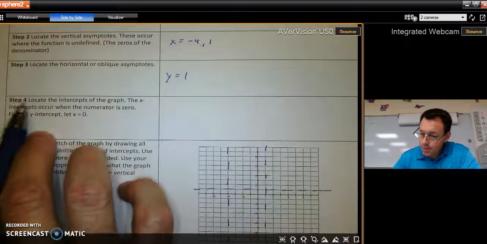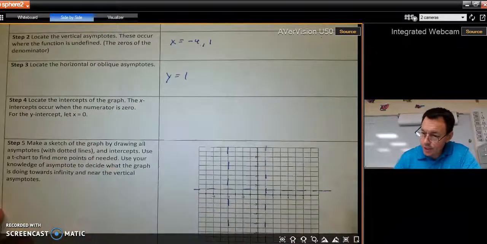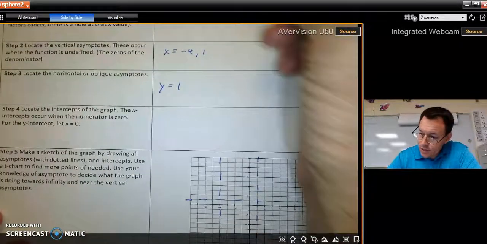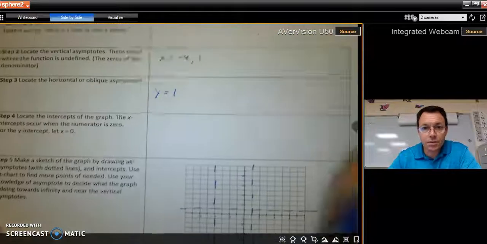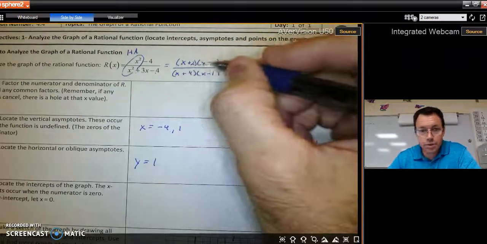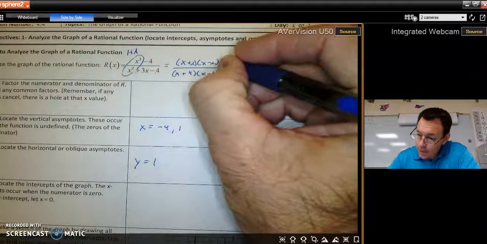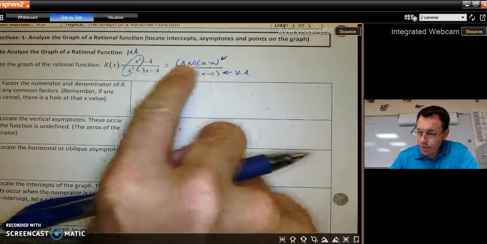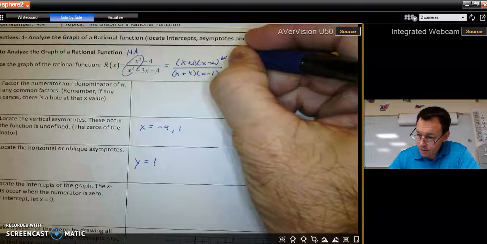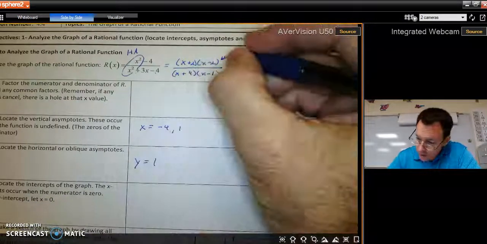Okay, step 4, locate the intercepts. So I've got x-intercepts and I've got y-intercepts. Well, the x-intercept is anything that would make your function 0. And the function is 0 if the numerator is 0, so 0 divided by anything is 0. So the zeros of our numerator, which in this case would be -2 and +2, these are our x-intercepts.